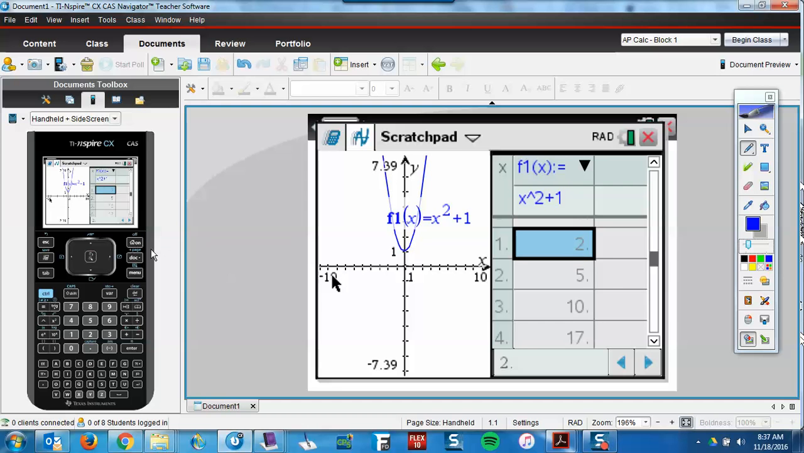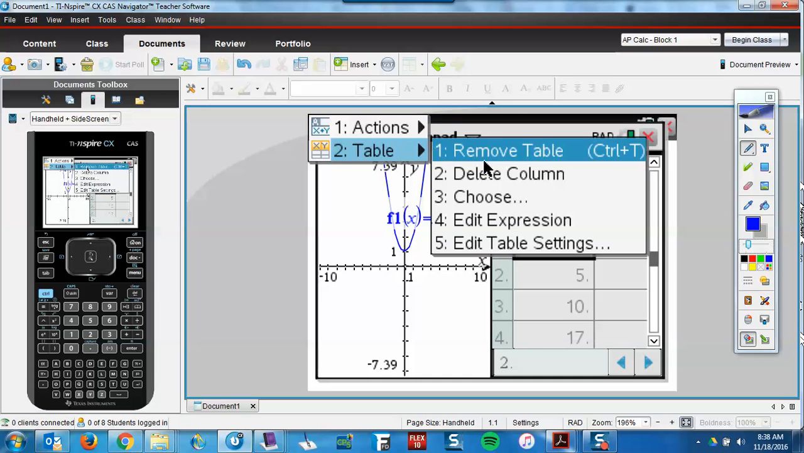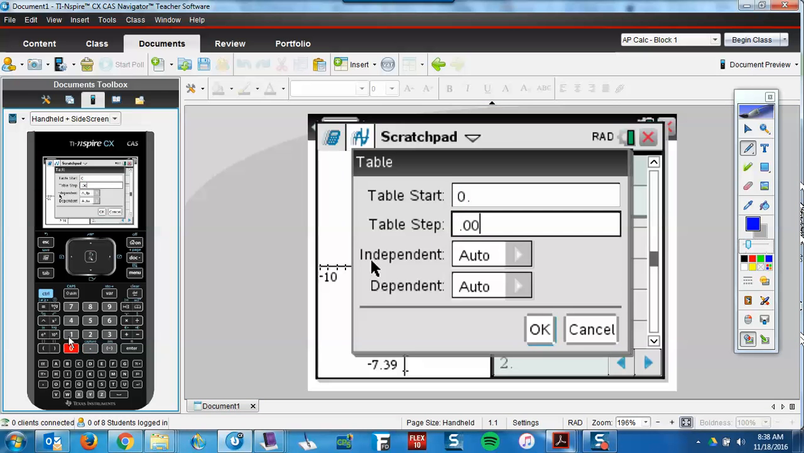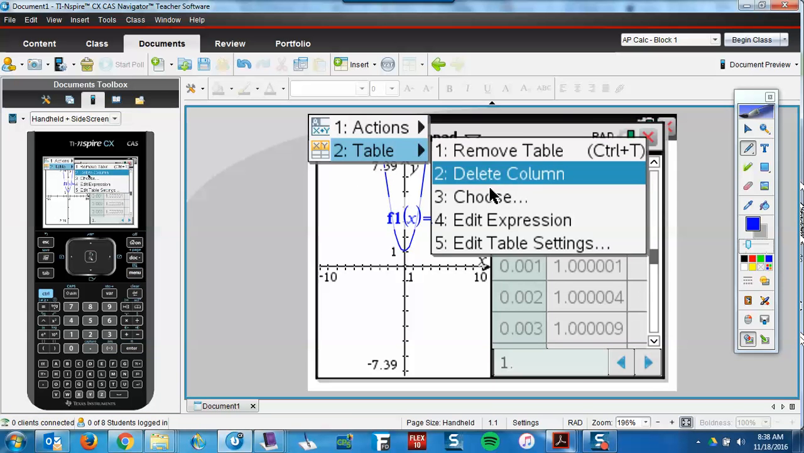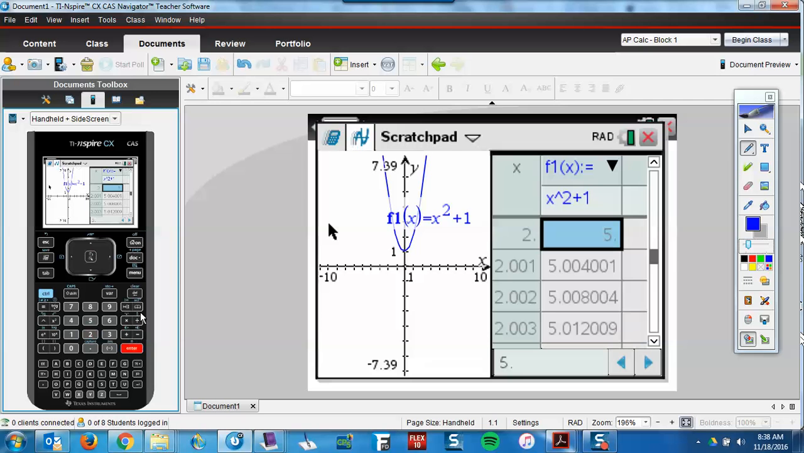Oh, it doesn't matter. Okay, and I want to do this as x approaches 2, right? Except now I want to go to my table settings. I'm going to change this number right here to 0.001 because I want to get really close in my table. Okay, oh shoot, so now I'm going to go back to the menu, and my table start, I want to start my table right at 2. Okay, so now, let me up arrow.